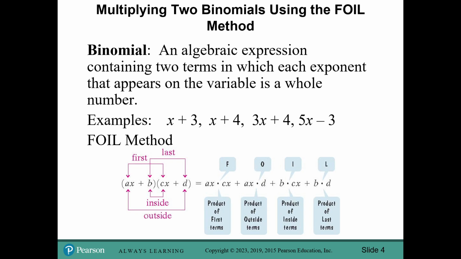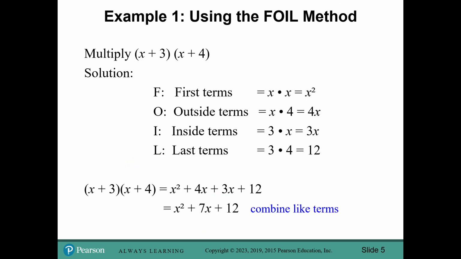Stands for FOIL. So if we have two terms, ax plus b times cx plus d, we multiply the first, ax times cx. That gives us the F in FOIL, the product of the first terms. Then we do ax times d, that's the outside, the O in our FOIL method, the product of the outside terms. B times cx, that's the inside, the I in the FOIL method, the product of the inside terms. And then b times d, the last, the product of the last terms. So let's put pen to paper and do an example.